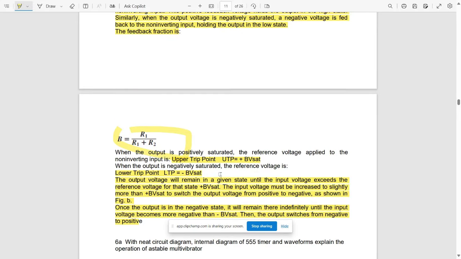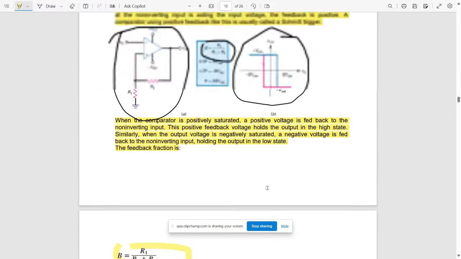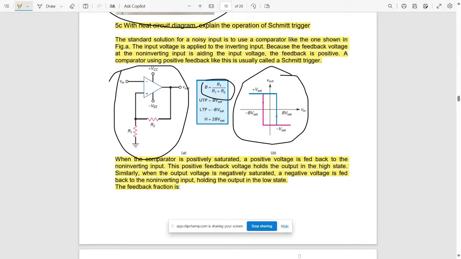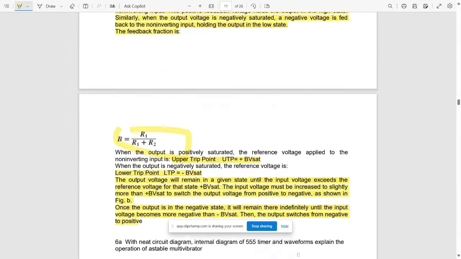When the output is negatively saturated, the reference voltage is the lower trigger point, and when the output is positively saturated, the reference voltage corresponds to the higher trigger point. Okay, and the hysteresis is the summation of those two. So that's all for this Schmitt trigger. Please note that this is an important question.